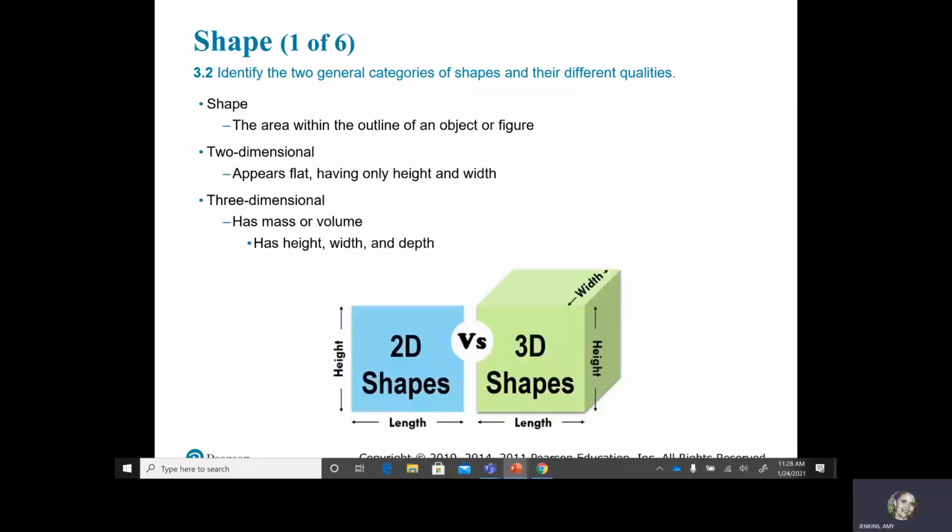Shape is the area within the outline of an object or figure. Two-dimensional shapes appear flat and they only have height and width. Three-dimensional shapes have mass or volume and they have height, width, and depth.